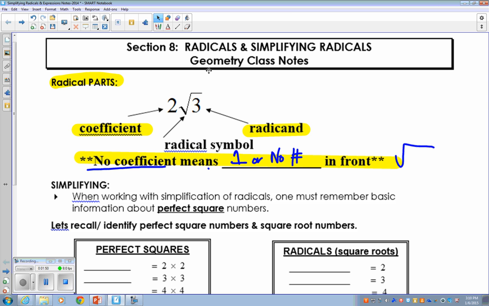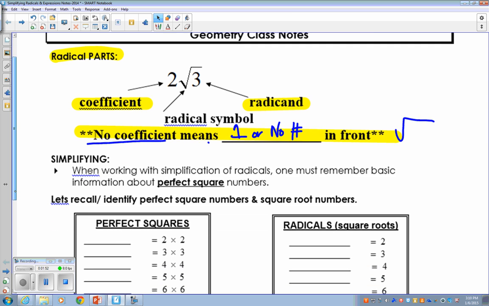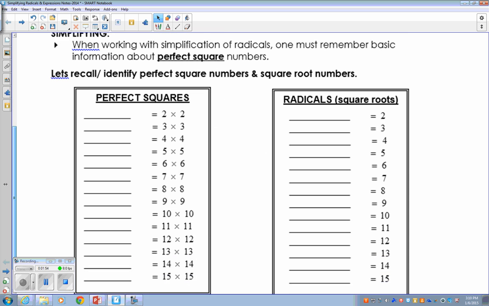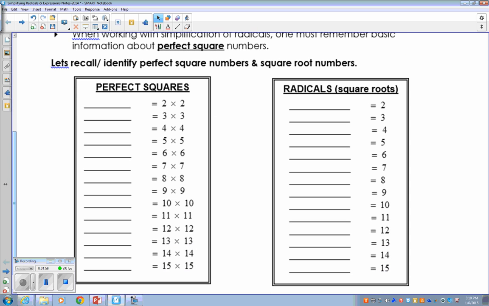Some prerequisite facts or skills that you should know, and I'm not really going to stress filling in everything. You should know the following perfect squares by heart. The first, we should have 4, then we should have 9. These are the perfect squares you need to know by heart. As soon as you see them, you should be able to factor them and simplify them.